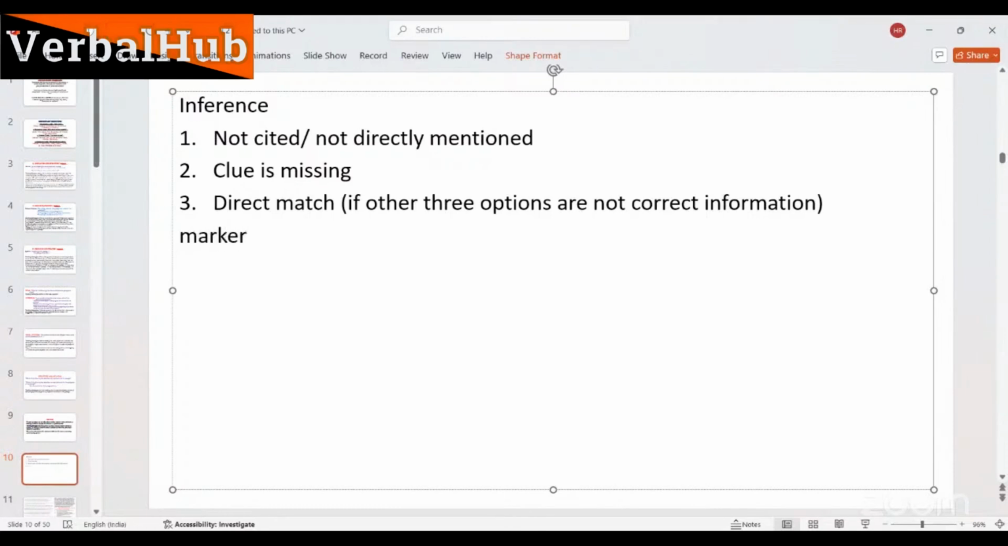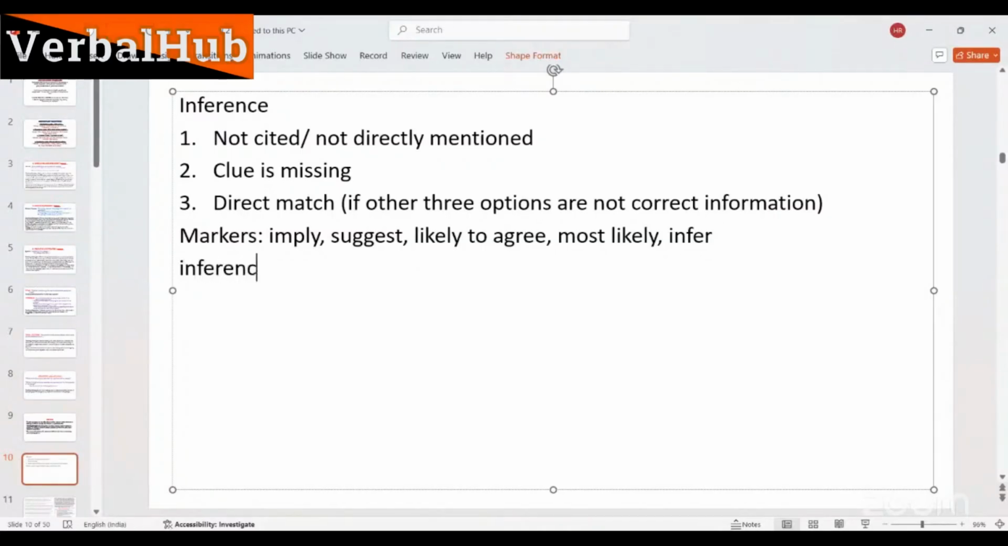Now, how would you know that it is an inference question? If you find the words imply, suggest, likely to agree, most likely, and of course infer. If you find these question stems, it means it is inference. Then what is the meaning of inference? From the literal point of view, inference means message. Because it is a message, in some cases you have to derive, in some cases you have to pick. All right, now what will be the segregation of deriving or picking?